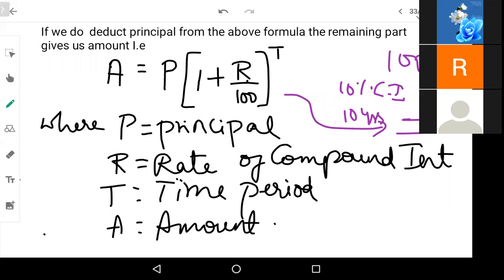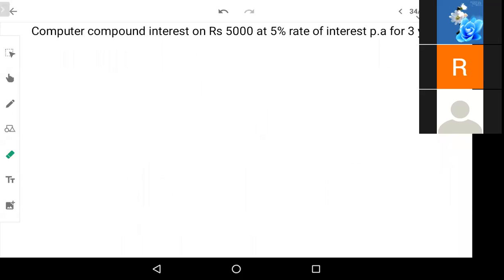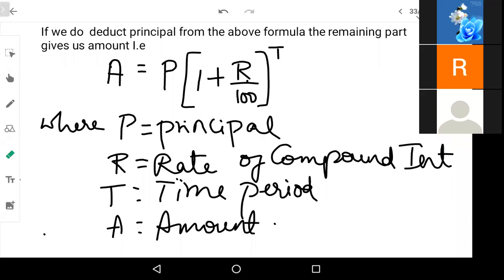Is it clear? These are the compound interest basics that we are supposed to understand. Is it clear to everyone? Any doubts until here?